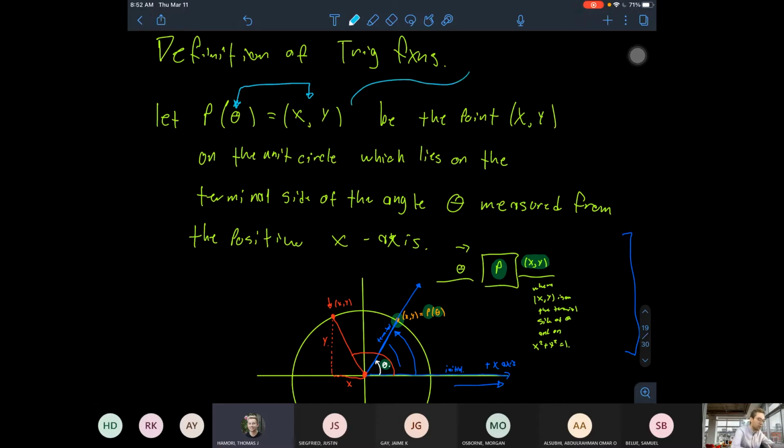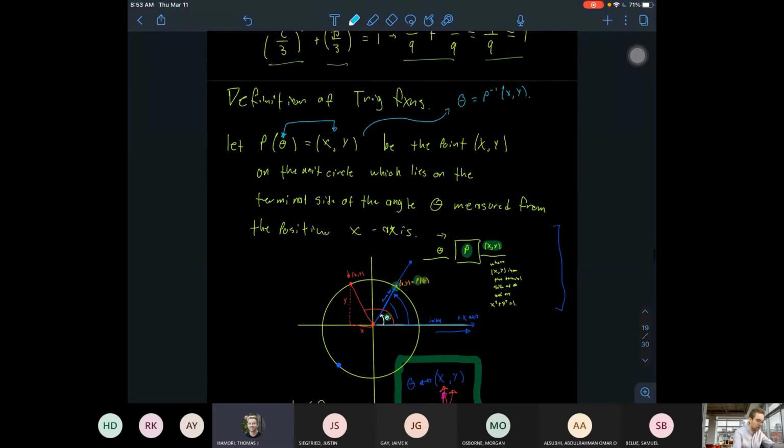And likewise, we can think of the fact that theta will also be equal to the inverse of p of x comma y. If x comma y is on the unit circle, then p inverse will give us theta. So this is just to describe that this function p basically converts the directions from method 1 to method 2 and vice versa. Okay?